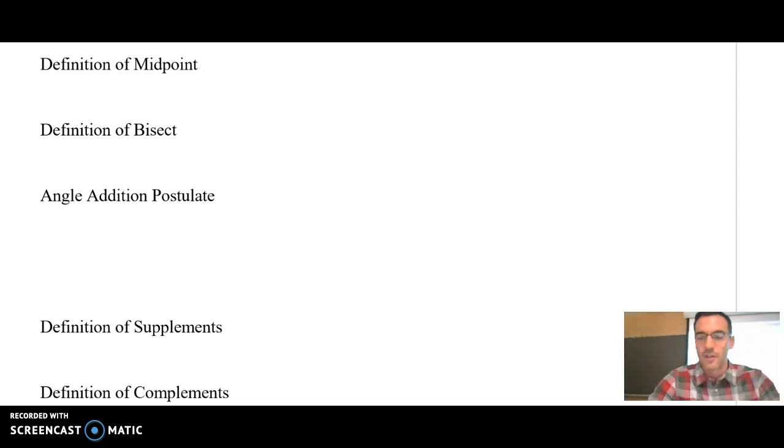All right, and we're going to get started on going over these reasons for proof. The reason we're going to look at on this page is definition of a midpoint. So if we know that B is the midpoint of segment AC, then that implies that segment AB is equal to segment BC. Now this is a definition.